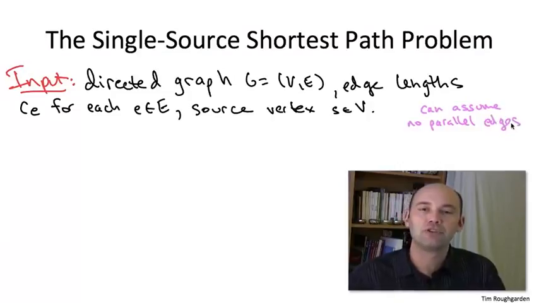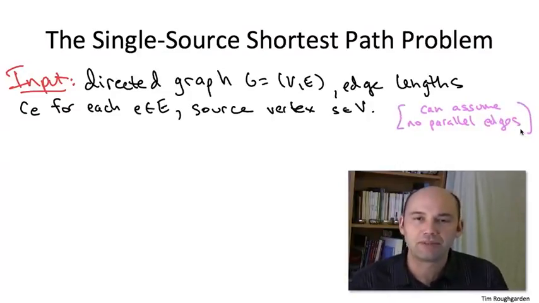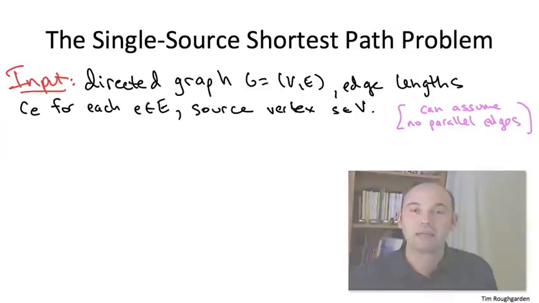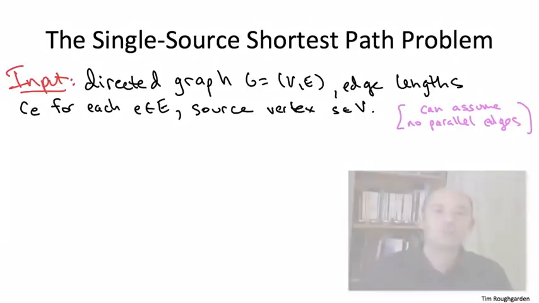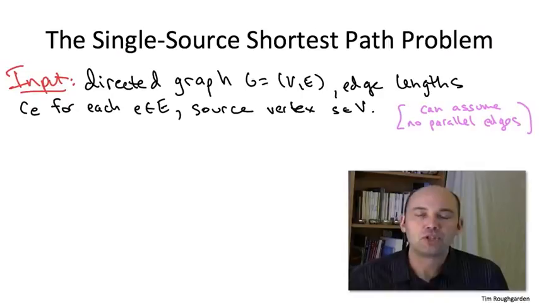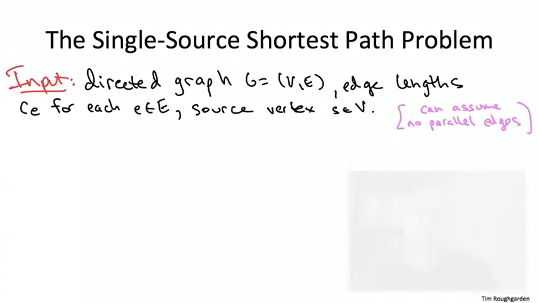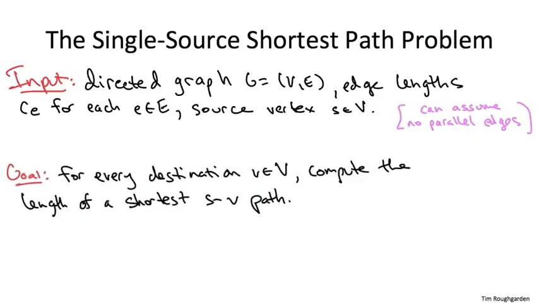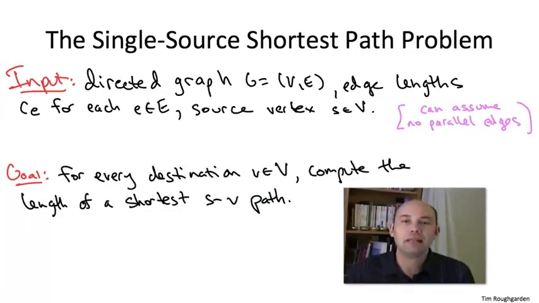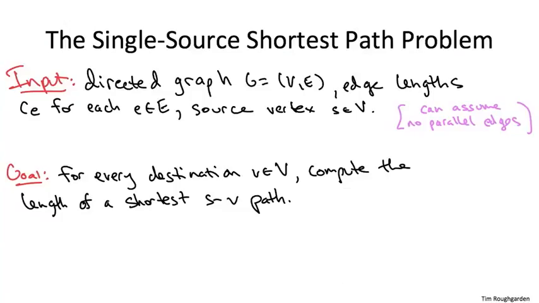If you had a bunch of parallel edges, since we only care about the shortest path, you may as well throw away all of the copies of an edge except for the one that has the smallest length. The responsibility of an algorithm for this problem is to compute the length of a shortest path from this source vertex s to every other possible destination v. And always, when we talk about the length of a path, we mean the sum of the edge costs of all of the edges that are in that path.